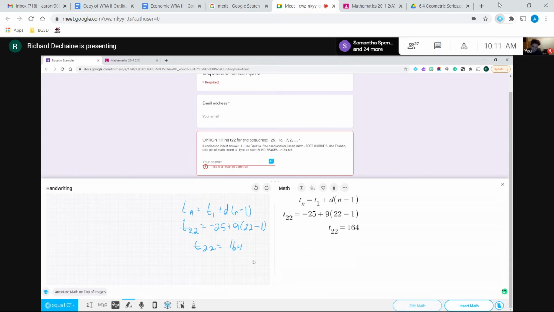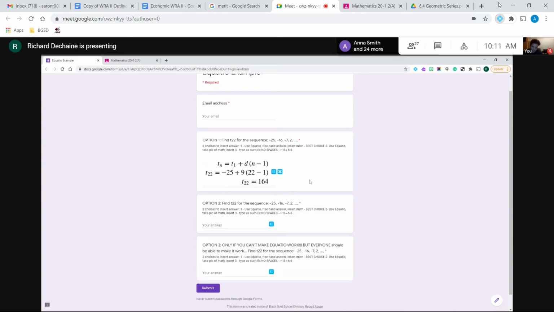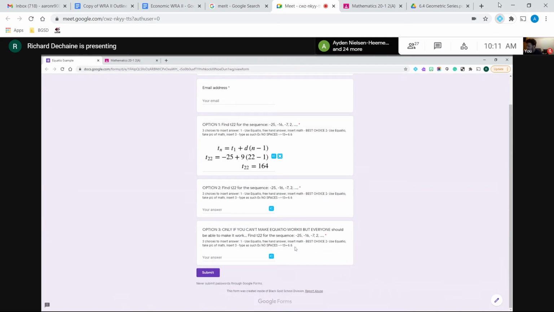So that means the 22nd term, the value is 164. And all I'd have to do here is insert the math, and it would go into the answers today, and it'll mark that if you put it in with Equatio. The other option, again, take a picture, put it in of your work. And the third one, please read. There's a few of you that don't want to read these things and how to enter your marks.